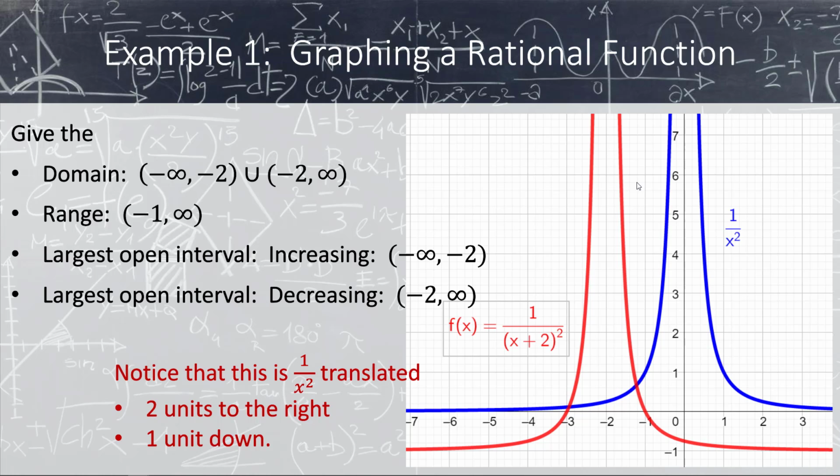And of course, you can always get all this stuff when you have a graph that you can look at. And that is all that we have for this one. If you were asked about the asymptotes, well, then the asymptote will be the vertical line of x equals negative 2, and then it'll be the horizontal line of y equals negative 1.